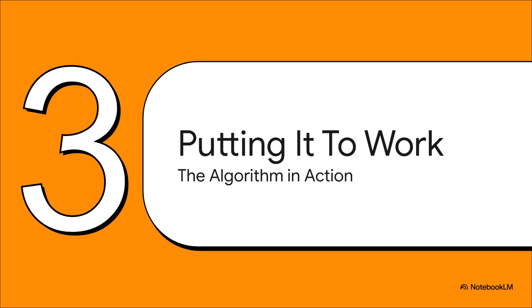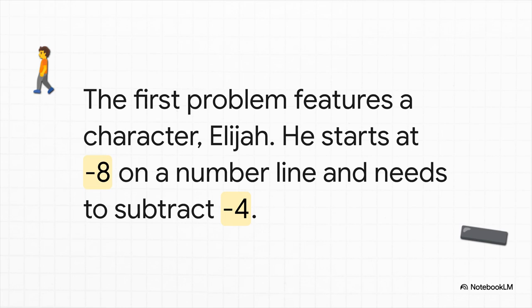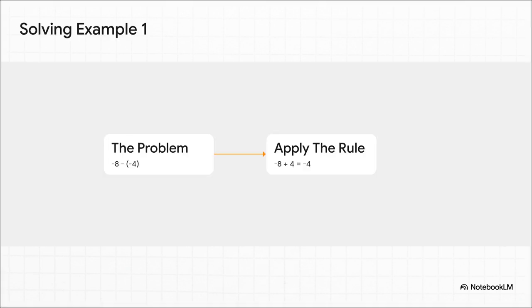Okay, so the theory sounds simple enough, but how does this rule actually perform in the wild? Let's walk through the exact examples that the lesson itself provides. Right off the bat, we're not just looking at numbers on a page. The problem is framed as a little story. We have a character, Elijah. He's starting at -8, and his job is to subtract -4. And here's where we see that algorithm do its thing. The problem starts as -8 minus -4, but then you apply the rule. The two negatives become a positive, and the problem instantly transforms into the much friendlier -8 plus 4. The answer? -4. Easy as that.